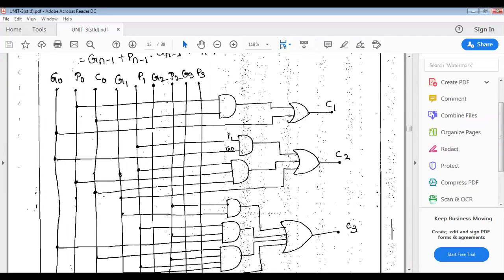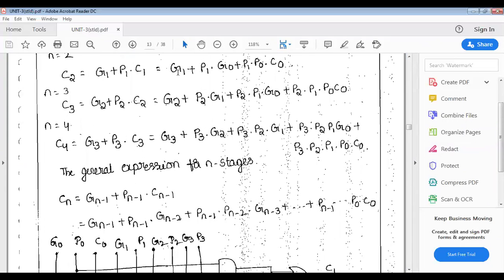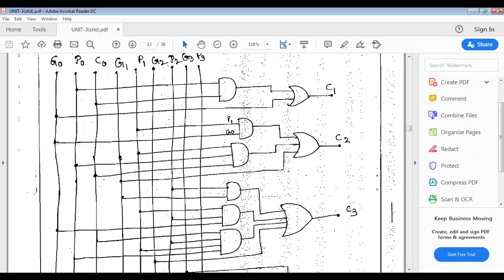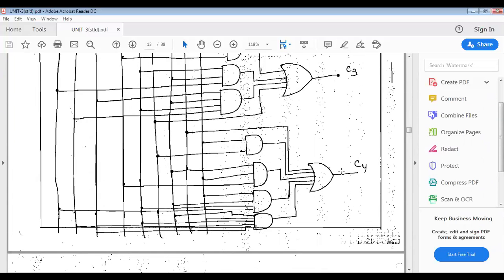Following, C2. What is the C2 equation? C2 is equal to G1 plus P1 G0 plus P1 P0 and C0. How many AND gates are required here? For P1, P0, C0 a 3 input AND gate, and P1, G0 is another 2 input AND gate, and G1 is directly connected, and all these 3 terms are connected to the OR gate. So for C2, 2 AND gates are there. The first AND gate is P1, G0, so I connected the P1 and the G0, and the second AND gate has 3 inputs: P1, P0 and C0. And the third input is directly connected. So C2 will get. Like that, C1, C2, C3 and C4 is a logical diagram.